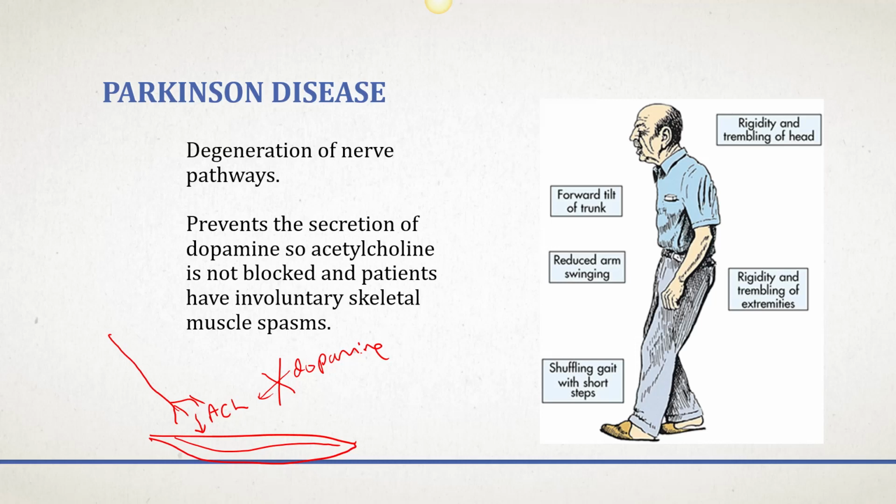Patients with Parkinson's disease have rigidity and trembling of the head, rigidity and trembling of the extremities, shuffling gait with short steps, reduced arm swing, and a forward tilt of the trunk. And again, this degeneration of nerve pathways can lead to more severe issues, including death.